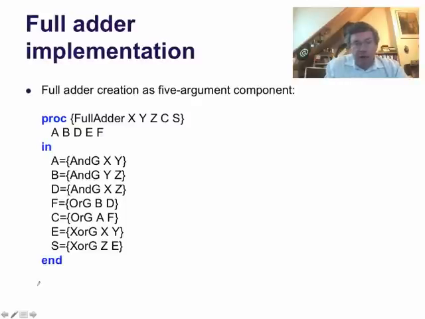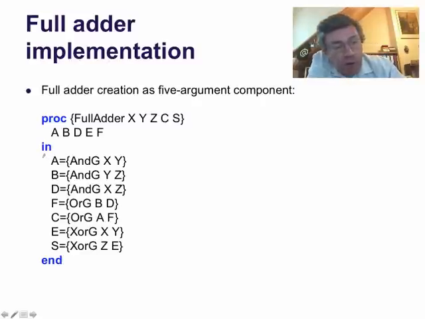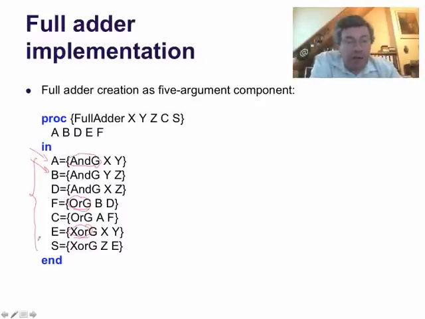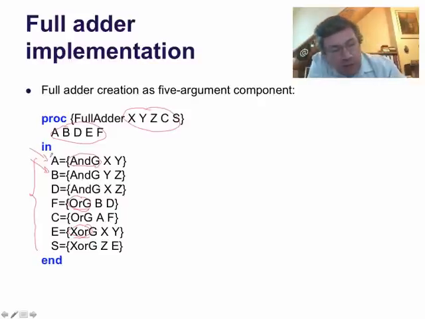So here's the full adder as a 5-argument component. Notice that inside here we're going to call the functions AND G, OR G, and XOR G for each gate of the full adder. There's a total of 7 gates inside. We have 5 internal wires, 5 external wires, giving 10 wires in all. Each time we call full adder, we will make a new running instance of a full adder. So how many threads are running whenever we call full adder? Well, since we have 7 gates here, there will be 7 threads running.